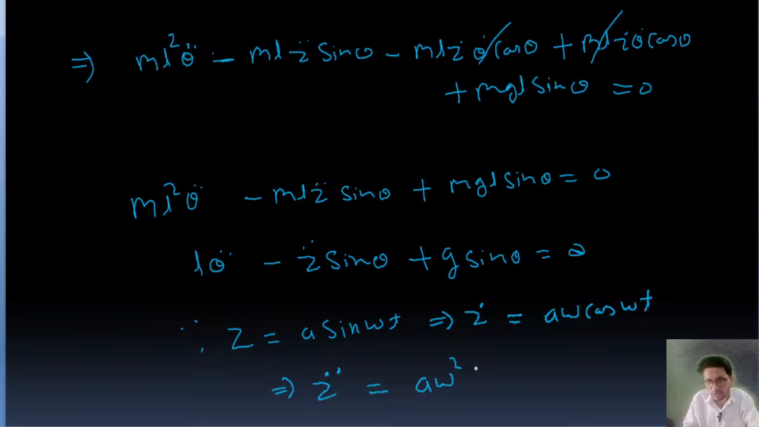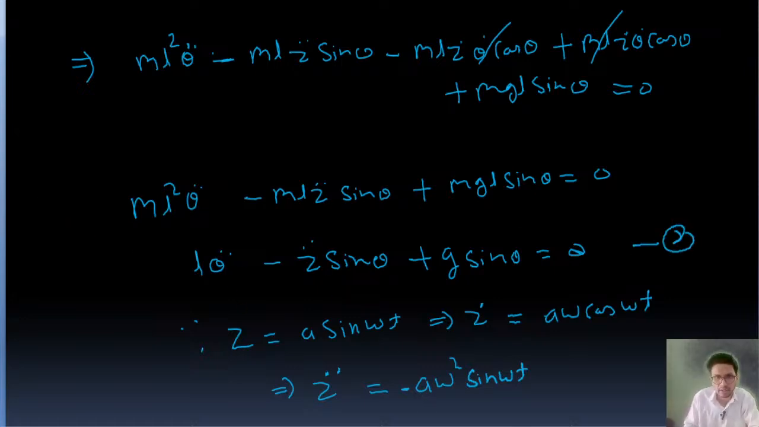minus a omega square sin omega t. Cos differentiation is minus sin, so this is the value. Now this z double dot value we can put in equation number 2.